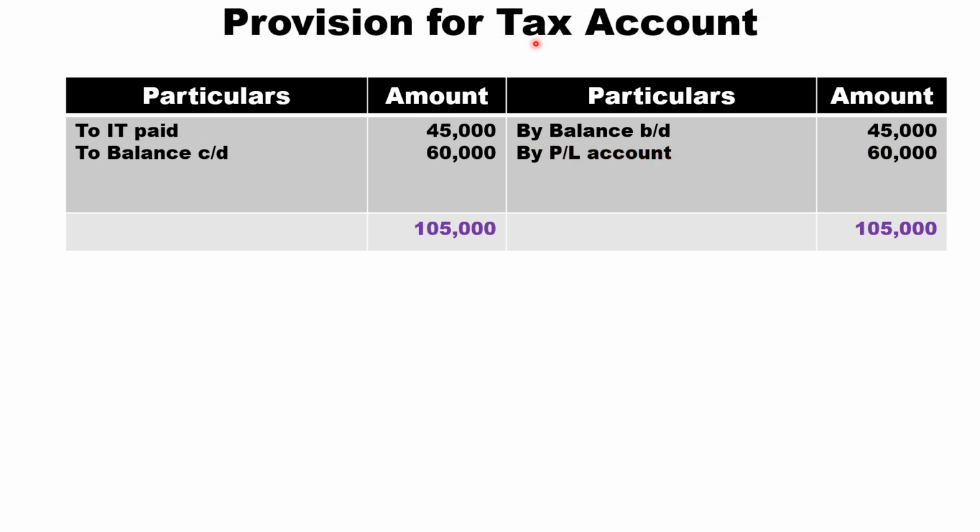Next, provision for tax. It's a liability. Balance brought down, as explained earlier, students, in the proposed dividend, no adjustment is given regarding provision for tax. So opening is assumed to be paid, closing is assumed to be provided. So 45,000 tax is paid. 60,000 is a tax provided in the current year out of profit, to be paid in future.